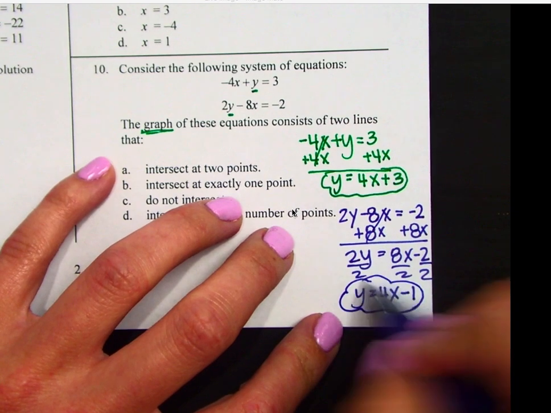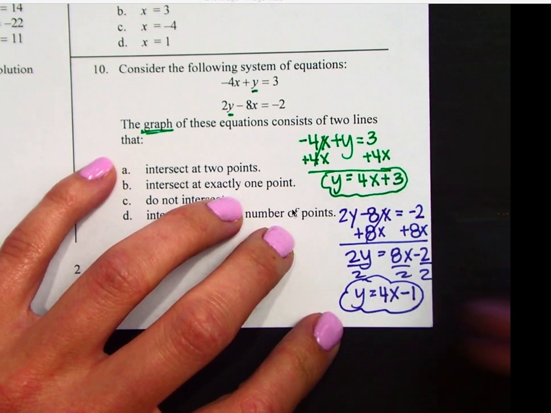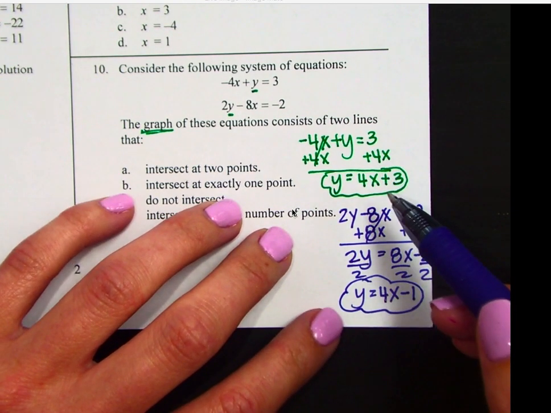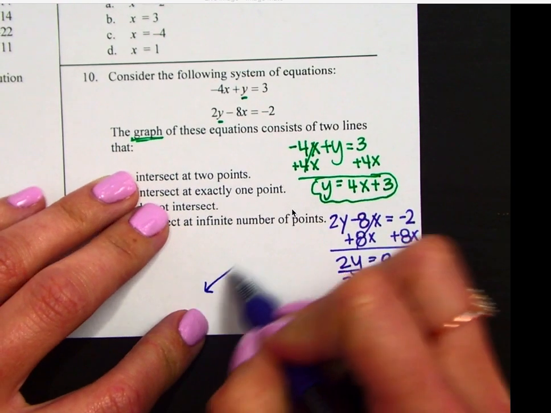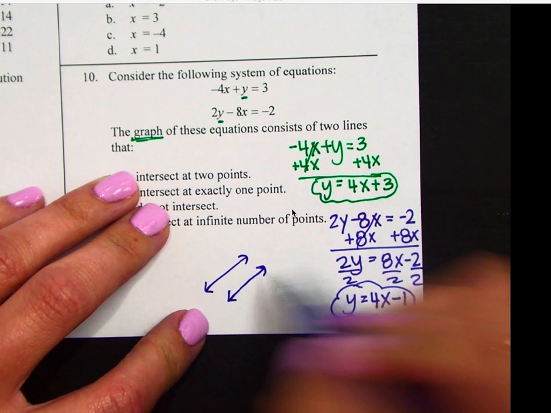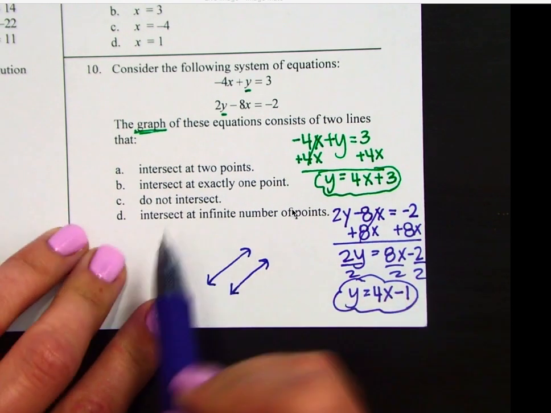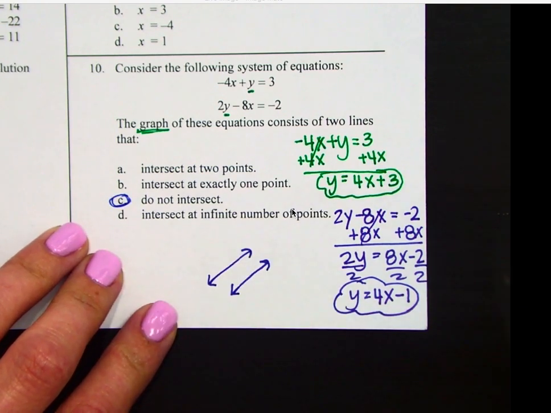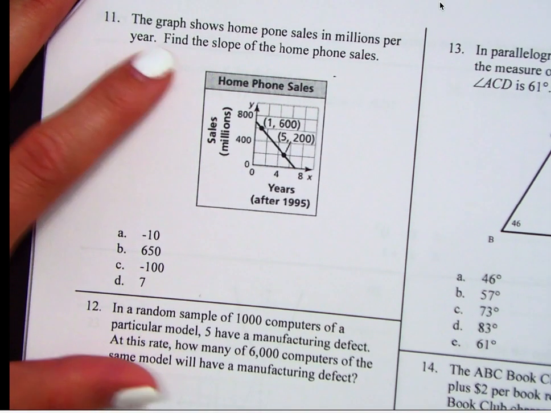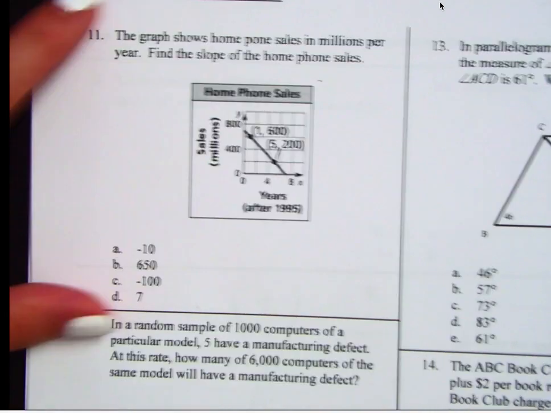So if we compare these two lines, they have the same slope. So they have the same slope and a different y-intercept, which is going to result in parallel lines which do not intersect at all. So the answer is parallel.